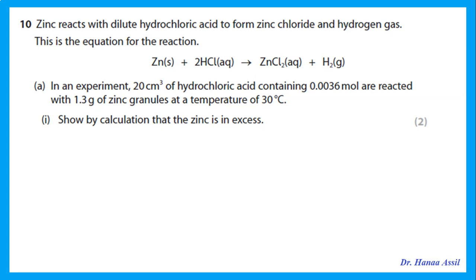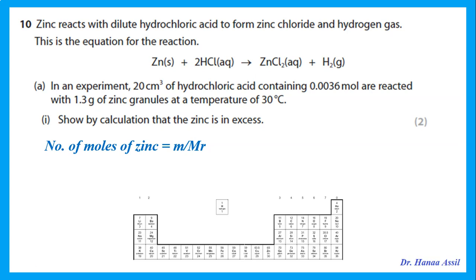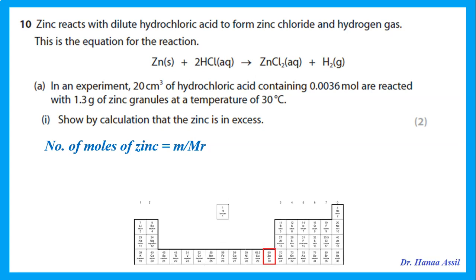The question gives me the number of moles of hydrochloric acid, but the zinc we have in mass. So I need to get the number of moles of zinc. Number of moles of zinc is mass over molecular mass. Of course, we look at the periodic table to get the molecular mass of zinc, that is 65. So the mass given over the molecular mass of zinc gives number of moles of 0.02.